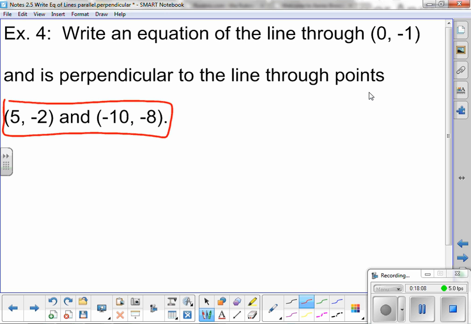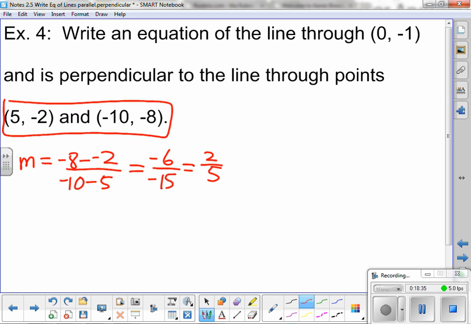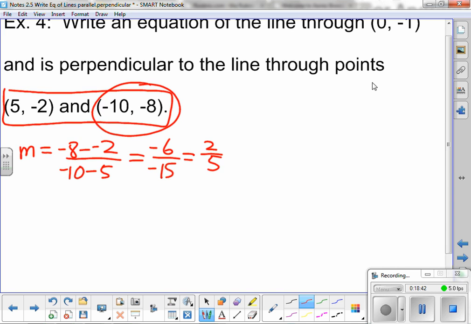So I'm going to do their equation in red. Now, just like yesterday, I start with m, so that's going to be y2, which is a negative 8, minus y1, which is a negative 2, over negative 10 minus 5. This is going to be negative 8 plus a 2, so it's going to be negative 6. Negative 10 minus 5 is a negative 15. That simplifies down to 2/5. Okay, I'm not done yet. I'm going to go ahead and use their point, which is right here, to figure out their slope.